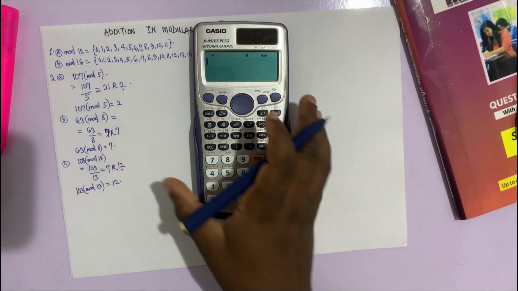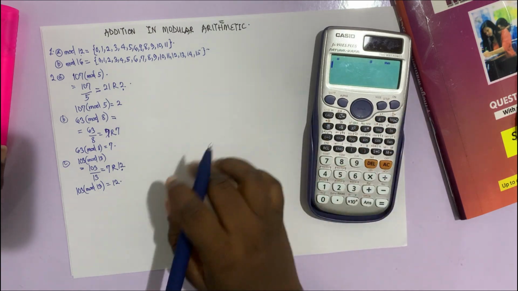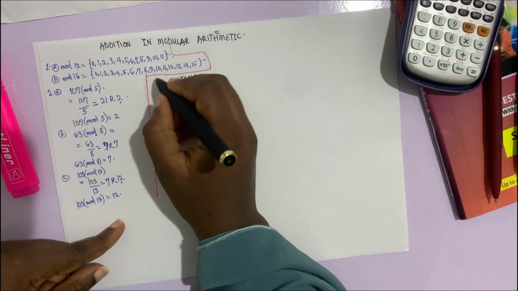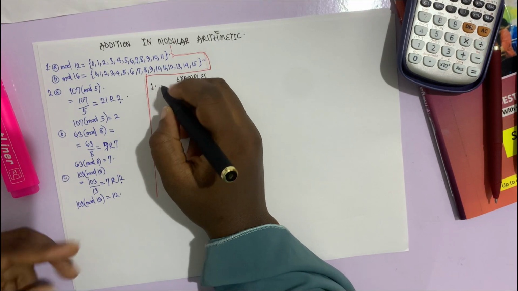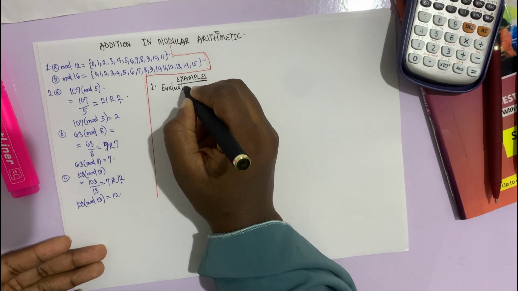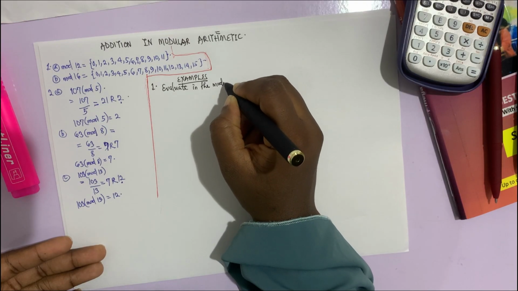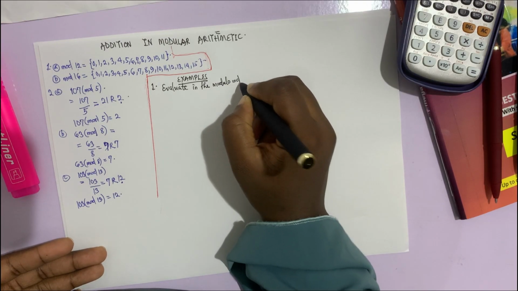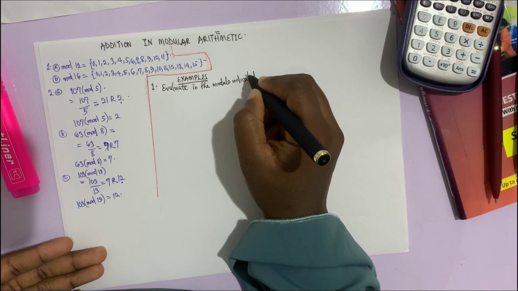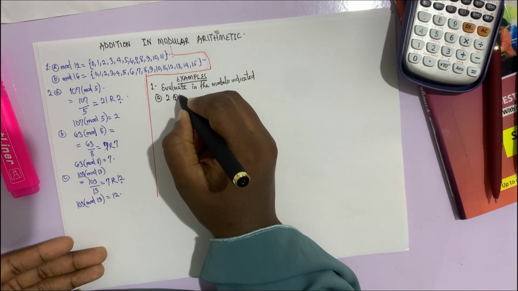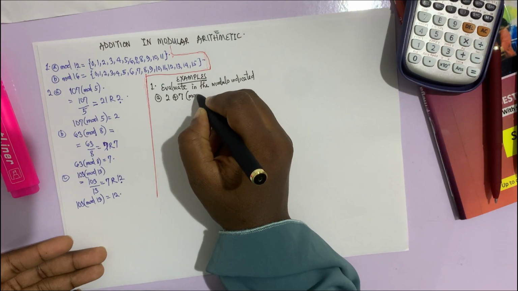So we move to today's video topic, which is addition in modular arithmetic. Let's take some examples. First, example 1. Evaluate in the modulo indicated. Question 1: 2 plus 7 in modulo 6.